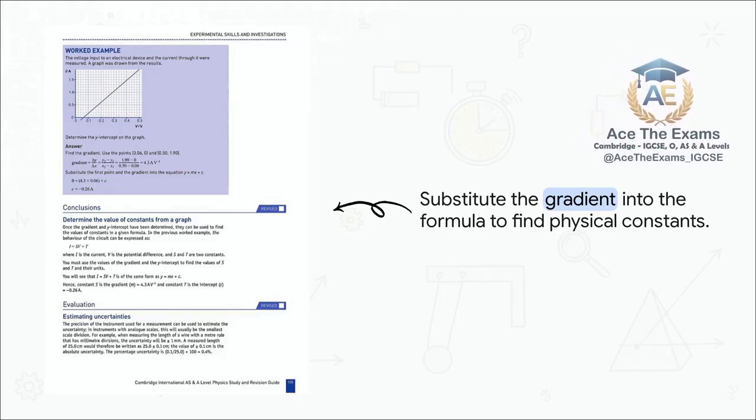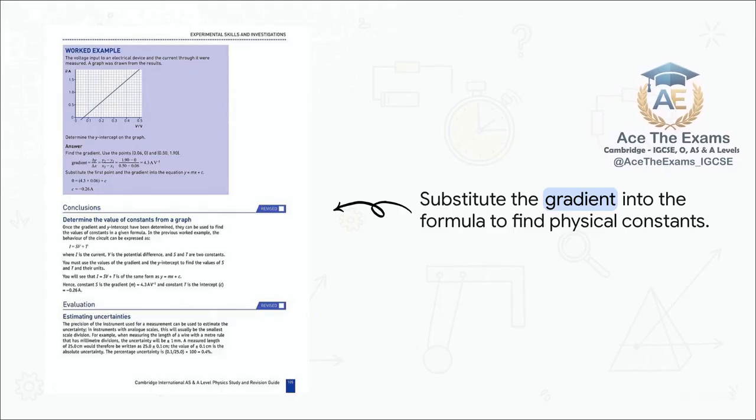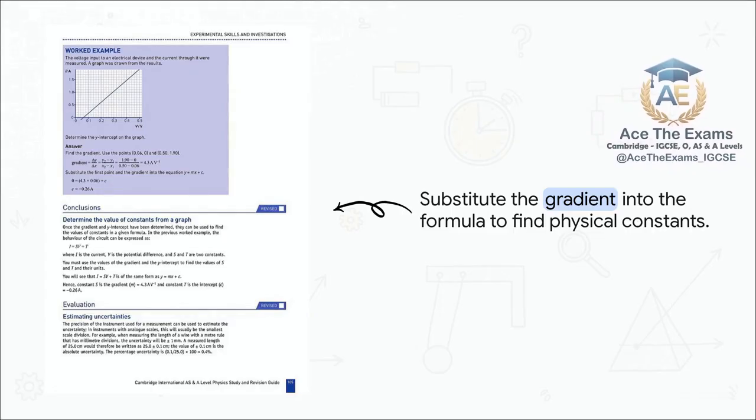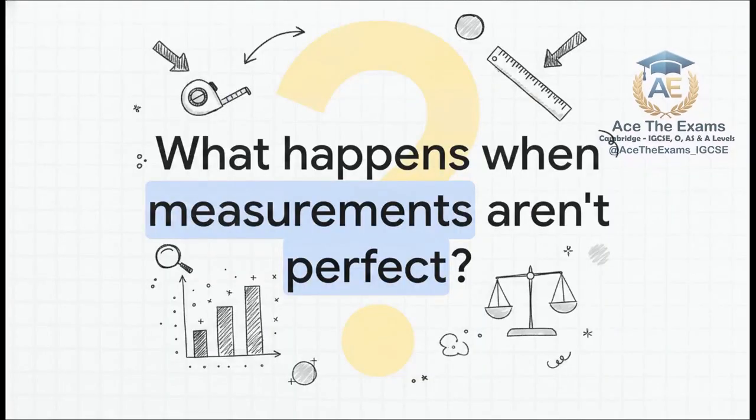Precision right here is absolutely essential because these specific values usually correspond directly to the hidden constants in a physics formula they've given you on the paper. But let's pause for a moment and be real.